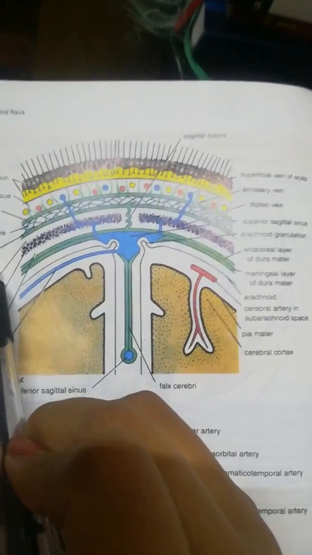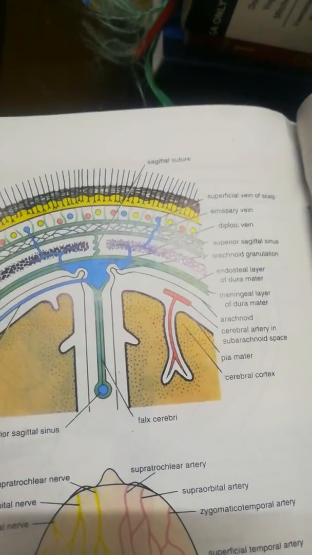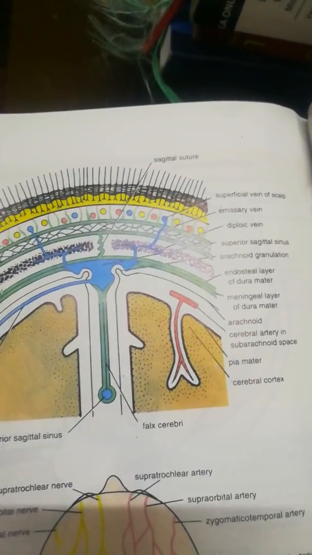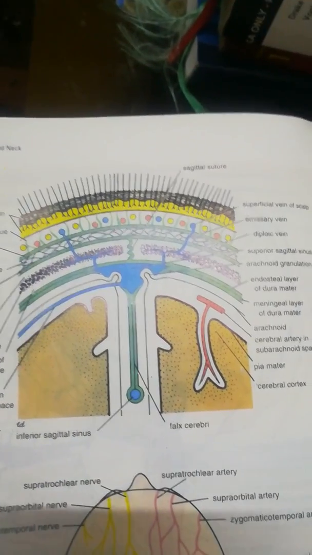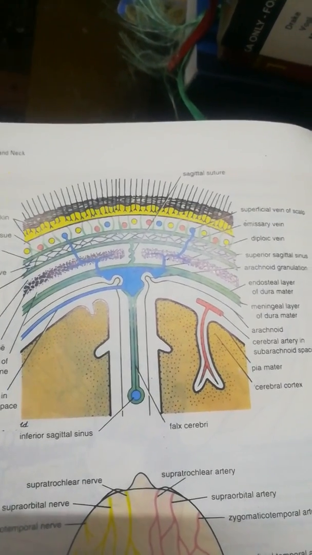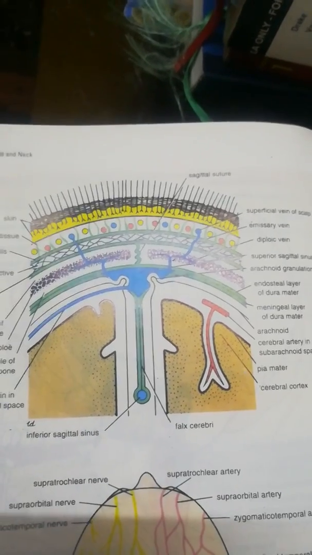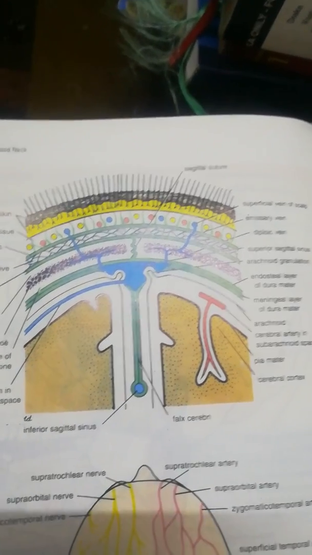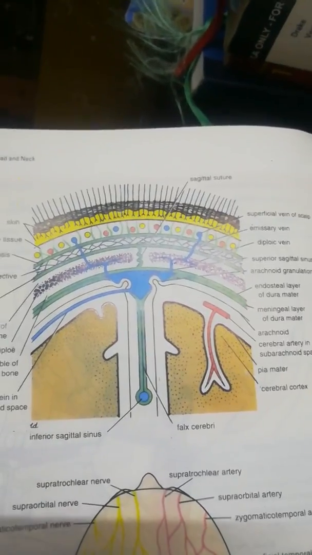Now, how to memorize and make it easy for you is basically by memorizing the word SCALP. From the word SCALP, you can understand the 5 layers of the scalp. S for your skin, C for your connective tissue, A for your aponeurosis, L for your loose connective or areolar tissue, and P for your pericranium. Now we're going to study a little bit of detail about these 5 layers of the scalp.